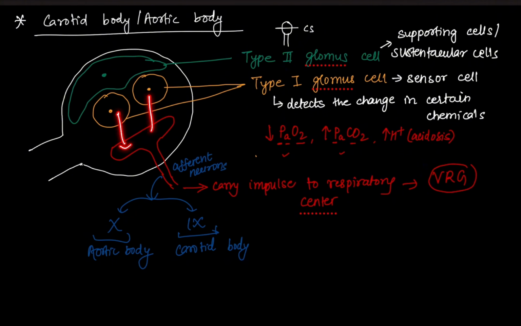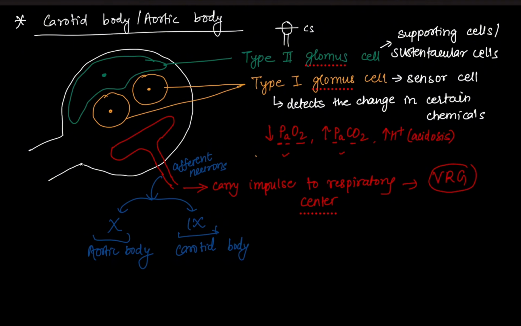Now after it has detected, it is going to send the signals to the afferent neurons. These afferent neurons can be either the vagus nerve or the glossopharyngeal nerve, depending upon the body. If it is the carotid body, then the glossopharyngeal nerve is going to carry the impulse. If it is the aortic body, the vagus nerve is going to carry the impulse to the respiratory center, because there is hypoxia, so the respiratory center will have to increase the respiration, will have to cause hyperventilation. So this is going to get carried into the respiratory center, the main center responsible for maintaining the rhythm of respiration, that is the ventral group of neurons.